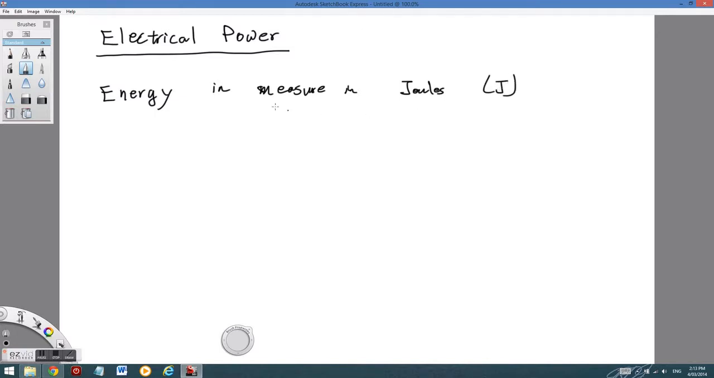So power, as we discussed before, is the energy divided by time. So the idea is, say if I transferred 10 joules of energy in 2 seconds, the power will be 10 divided by 2, and the unit will be joules per second.